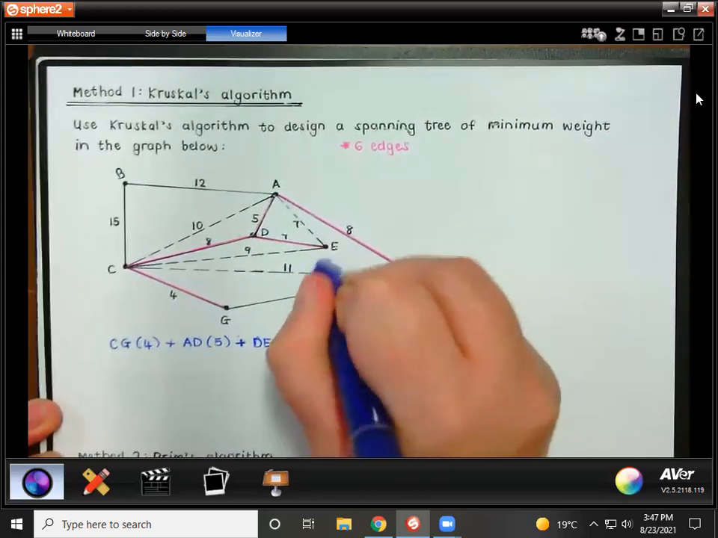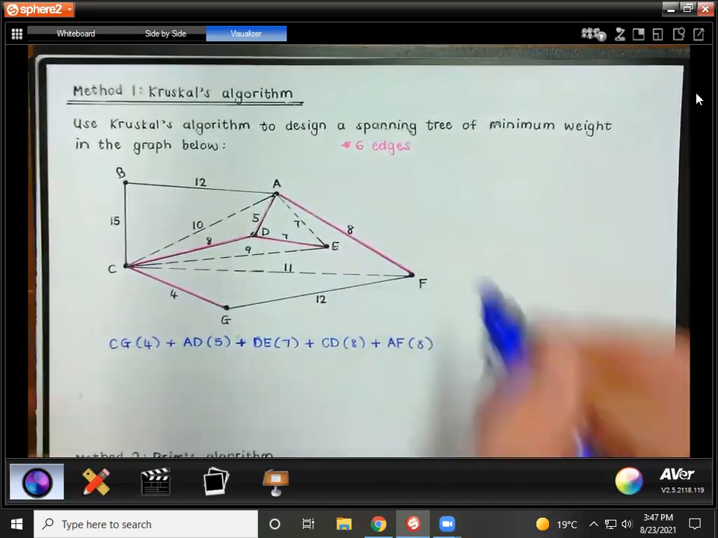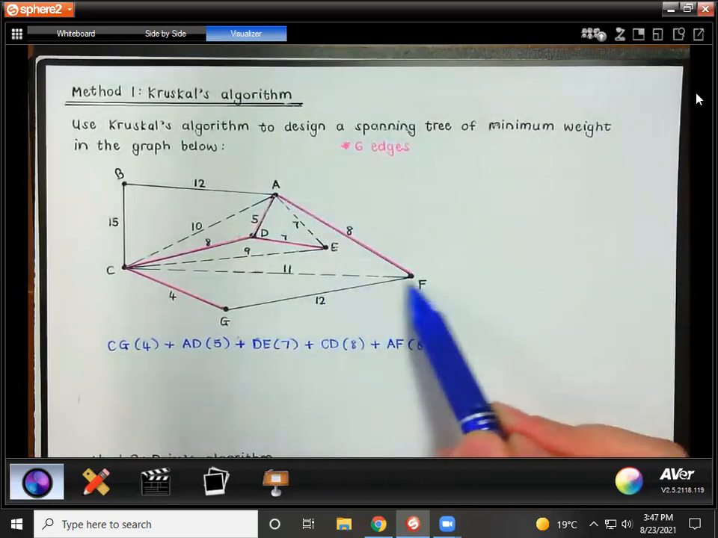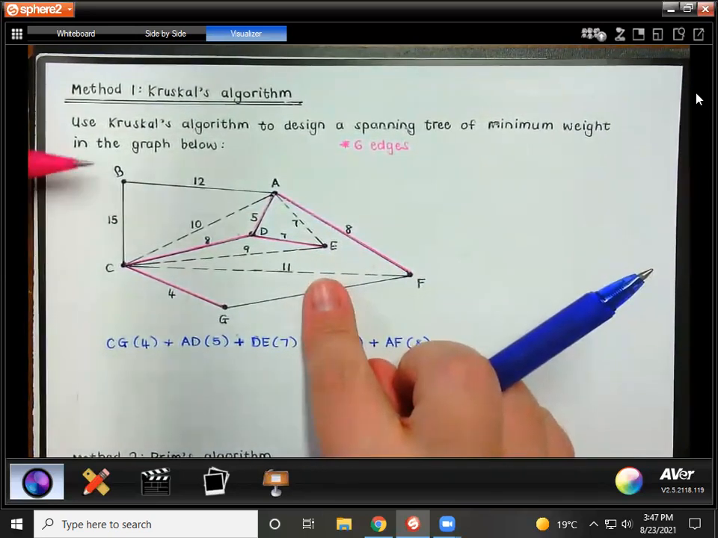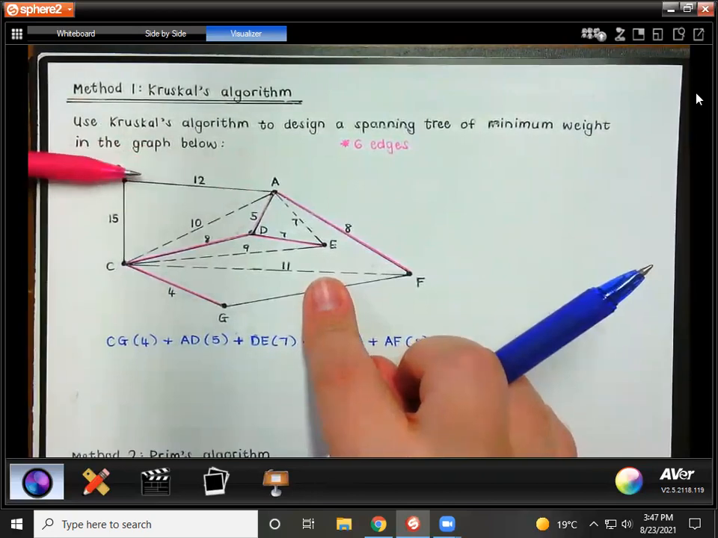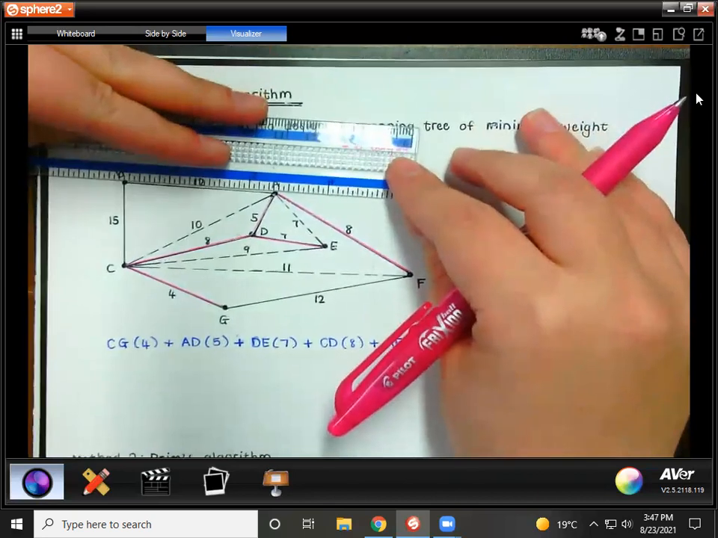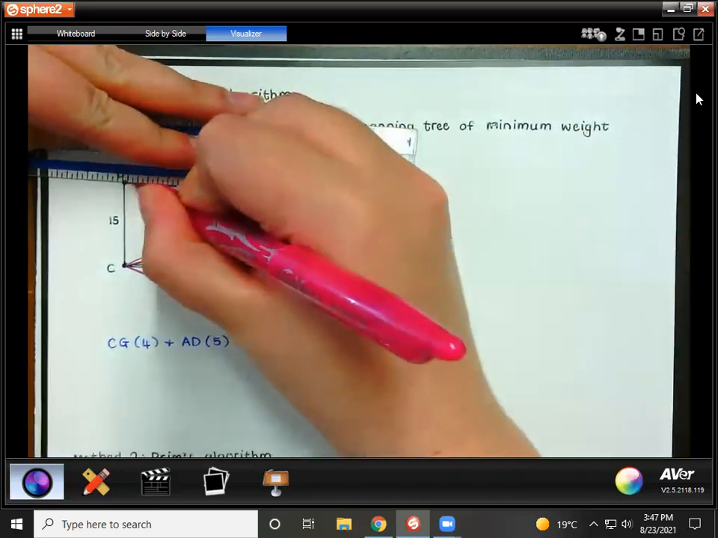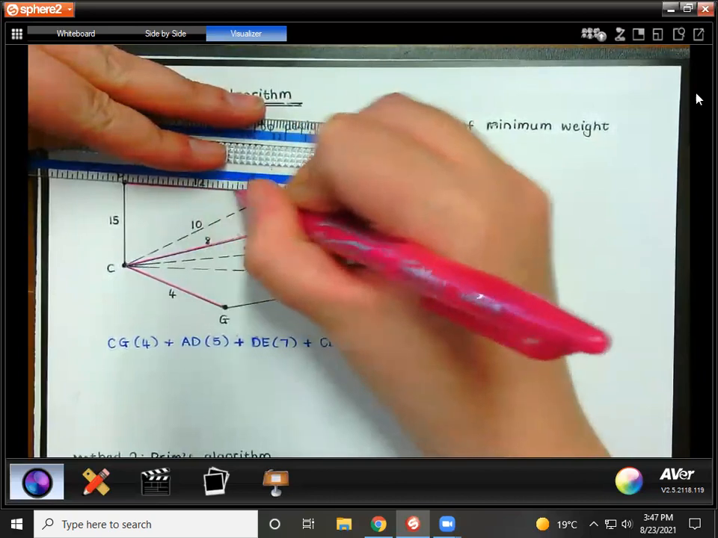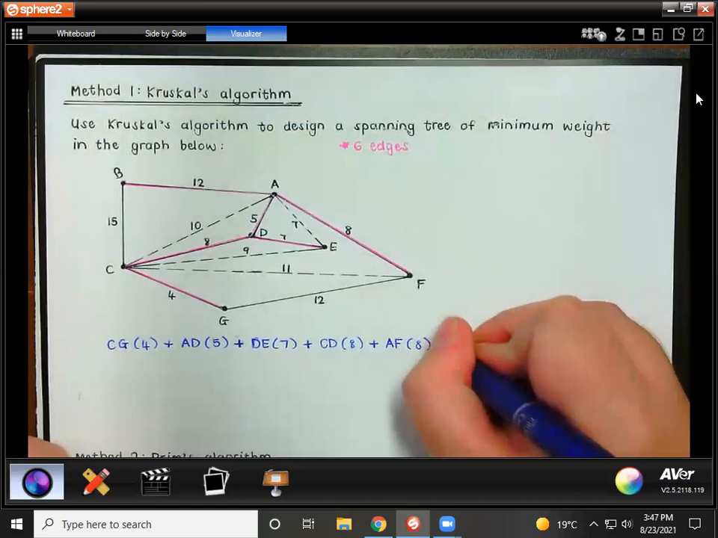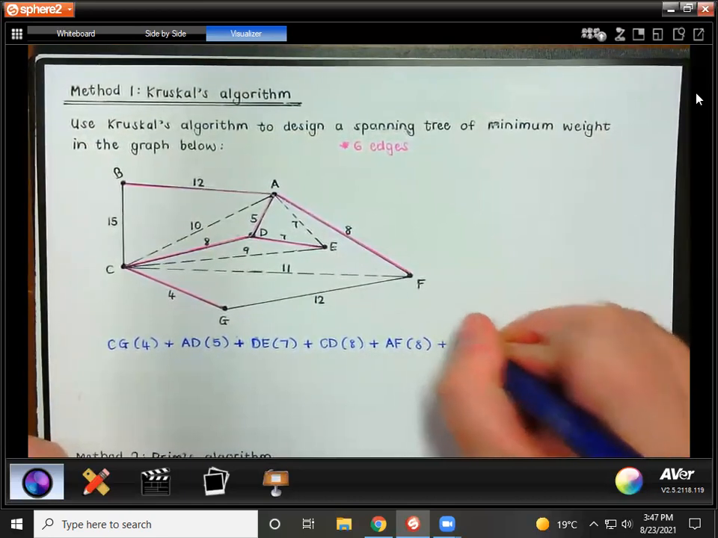Next one would be 12, but now we have two with a weight of 12, the one right at the top and the one right at the bottom. So what do we think? If I fill in GF, is that going to create a circuit? Yes, definitely. So I'm not going to do GF. What about AB? No. So I'm going to do AB. That would give us 6 edges, which means we are supposed to have a full spanning tree, which we're going to check just now. So plus AB, which is 12.